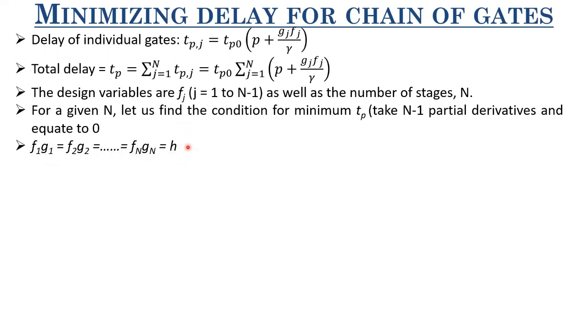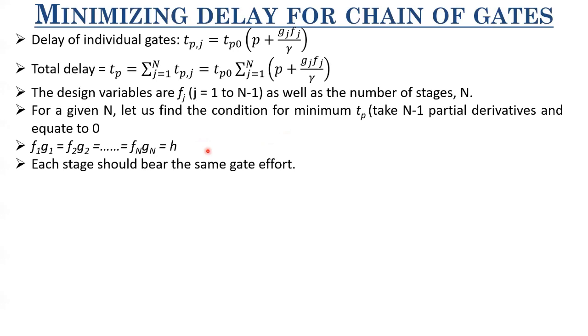So in the case of a chain of inverters, the conclusion was that each of the stages should have the same fan out. Here, after this exercise of taking partial derivatives, we get the conclusion that each stage should bear the same gate effort. Okay, so that's the difference. Here each stage should bear the same gate effort, while in a chain of inverters, each stage should bear the same fan out. Look at this difference, and you see how we can extend that analysis to get conclusions here, right?